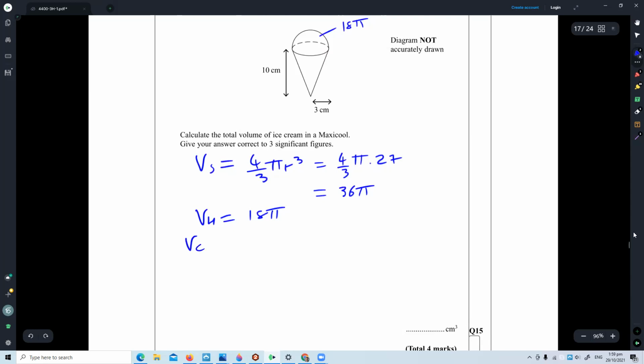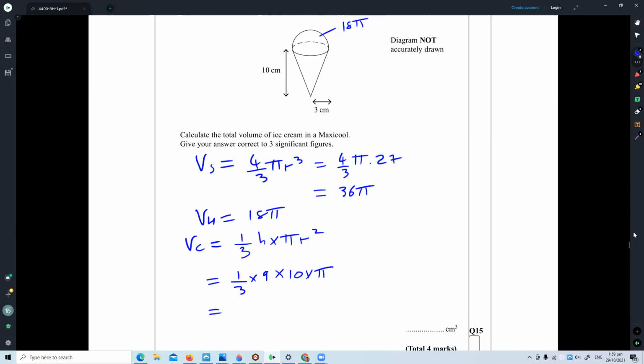So the volume of the cone is the area of a circle. So it's a third of the height times pi r squared. And here the radius is 3. So a third of 9. Well, I'm just going to write it out for you guys. A third times 9 times the height, which is 10 times pi. And a third of 9 is 3. 3 times 10 is 30. So 30 pi cm cubed.